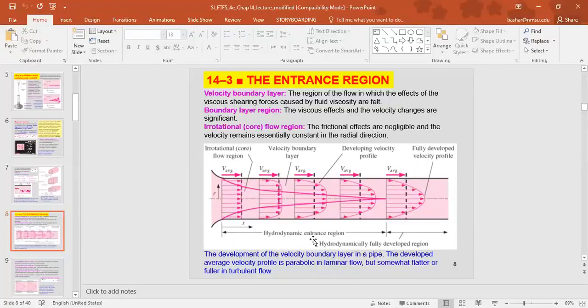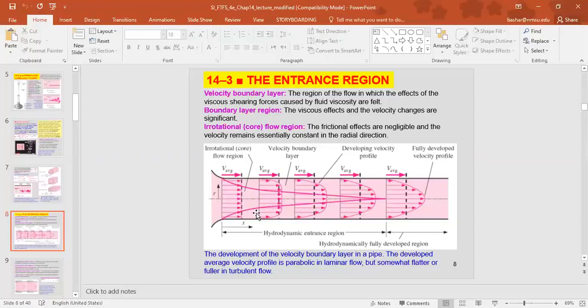How to calculate the length of this entrance region? We will show in a little bit the equations to calculate this entrance region. It's a function of some parameters beside the flow regime itself, whether it's laminar or turbulent.